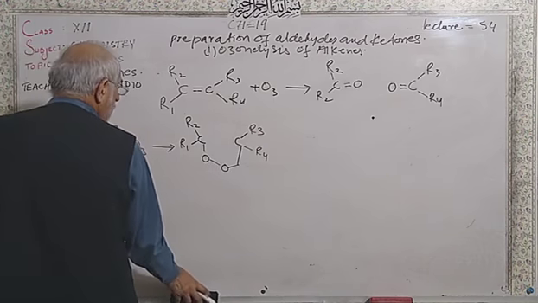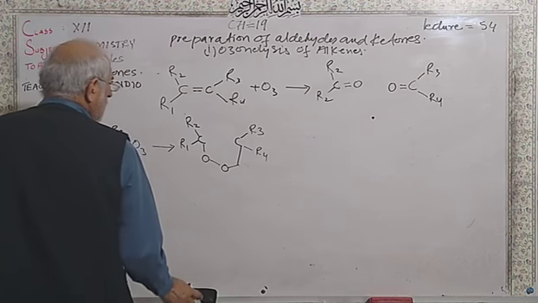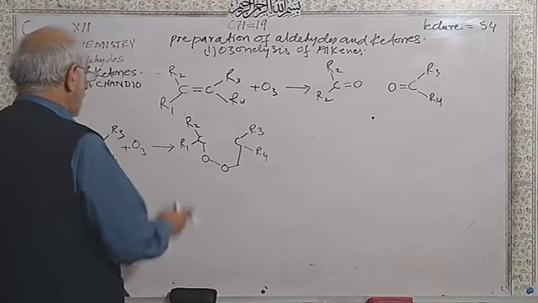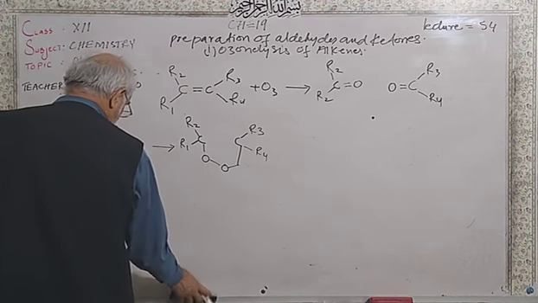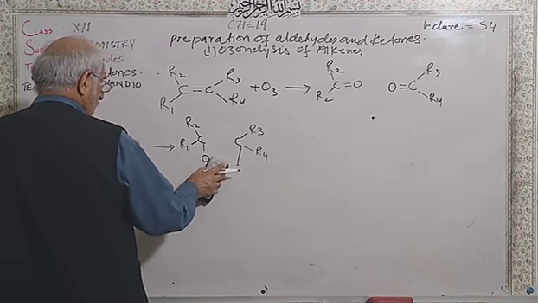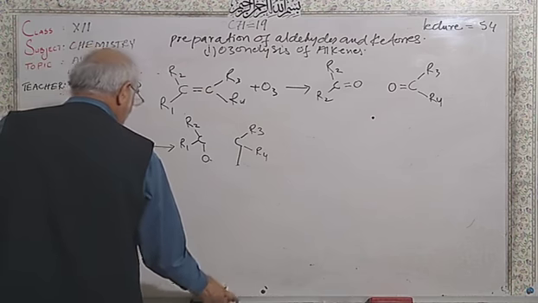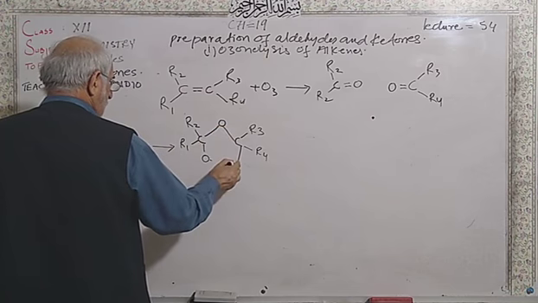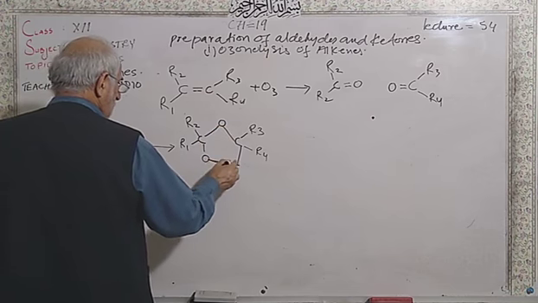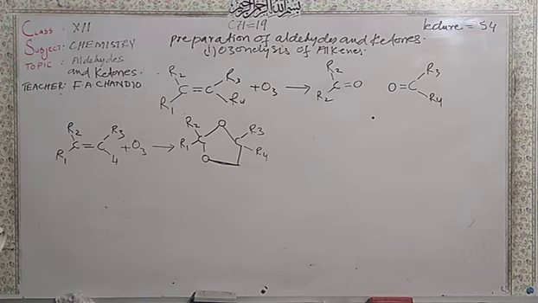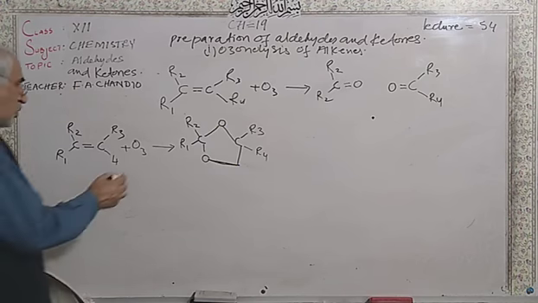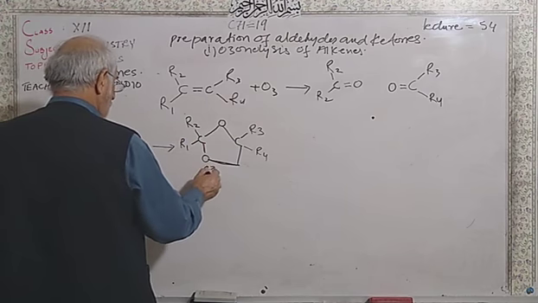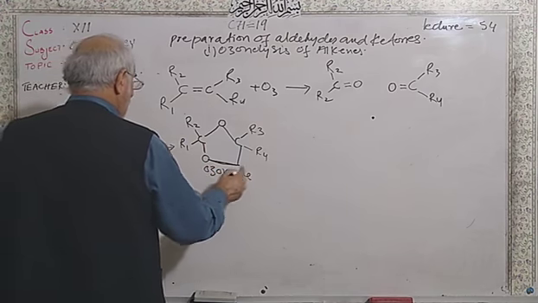So if you write this and connect this oxygen to here, and these two oxygens directly, this is called an ozonide. What do you call this? Ozonide. Here is an ozonide.